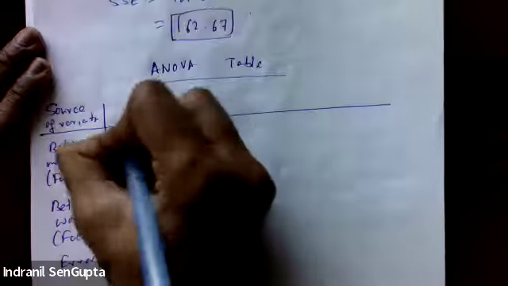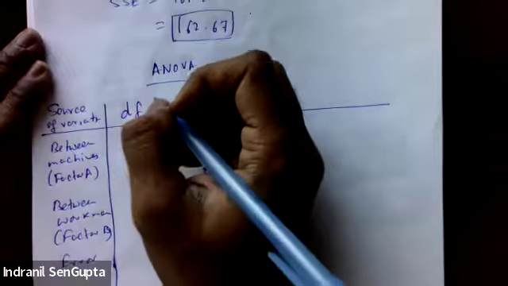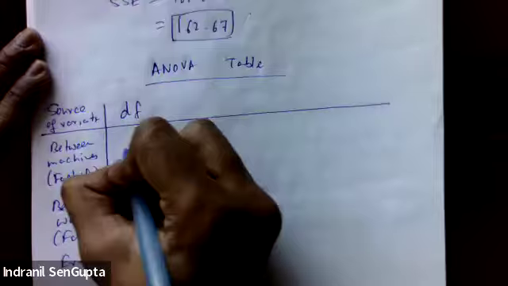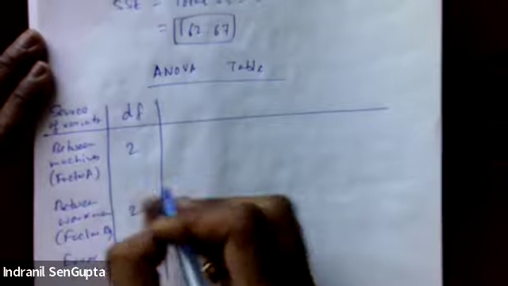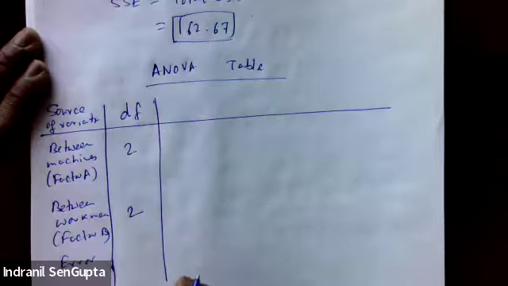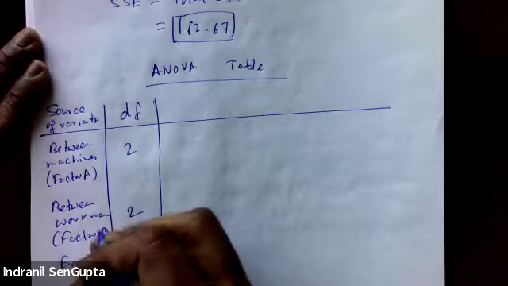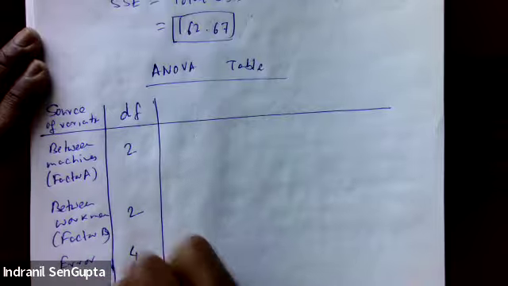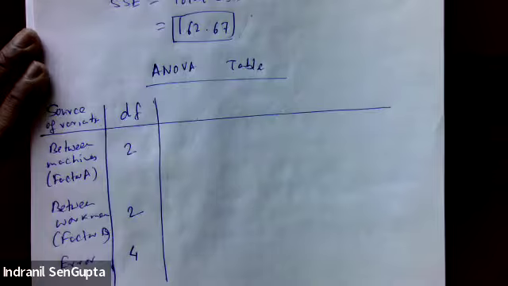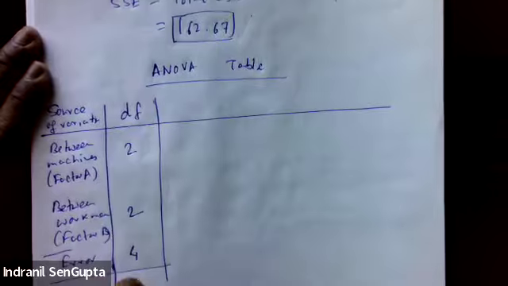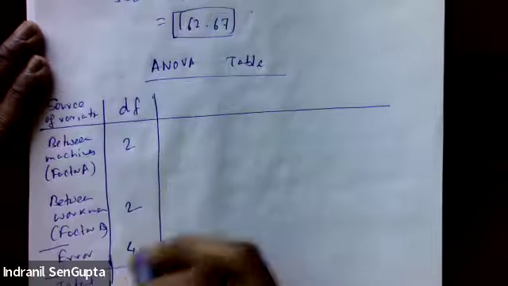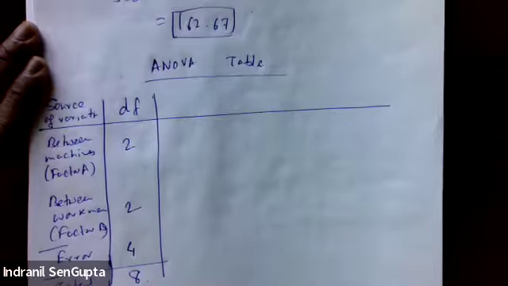Okay. Let's write the degrees of freedom. So the degrees of freedom here is 2. Here is 2. A minus 1 is, so 3 minus 1, 2, 3 minus 1, 2. And this is A minus 1 times B minus 1. So in this case, the degrees of freedom will be 4, right? So this is 4. Okay. All right, so we found the degrees of freedom. So now the total also I can write. The total degrees of freedom is 8. Right?